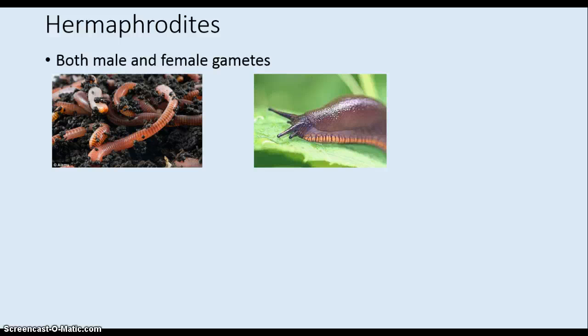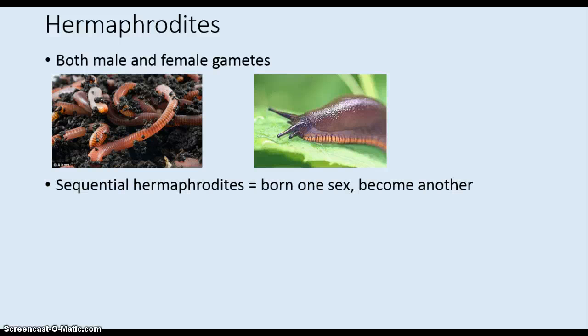A cool thing about hermaphrodites is in a time of environmental stress, they can fertilize themselves, though this isn't usual. Sequential hermaphrodites are pretty cool too. They are born one sex, but become the opposite sex later in life. An example of this is the clownfish.